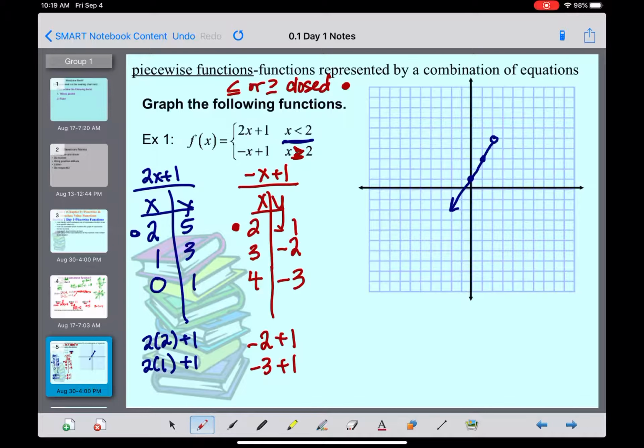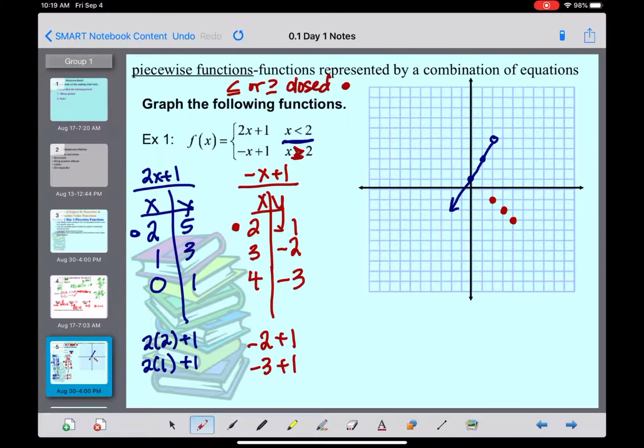Okay, so the next line is negative x plus 1. I'm going to go to (2, negative 1), and that's where my closed circle is. And then I have (3, negative 2) and (4, negative 3).